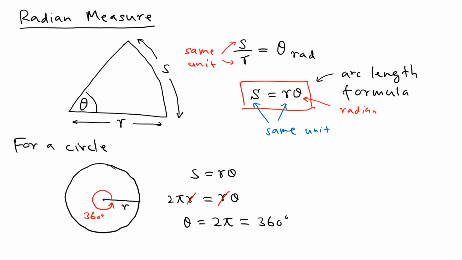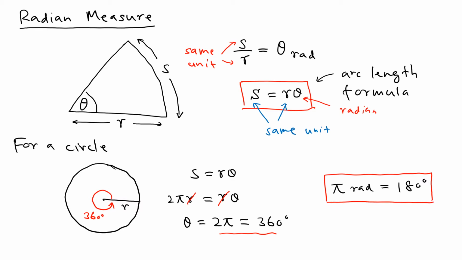Dividing by 2, you can simplify this result. That means pi in radian has to equal 180 degrees. So this is a kind of conversion factor. We're going to use this to convert between radian and degrees. So let's see how it works.